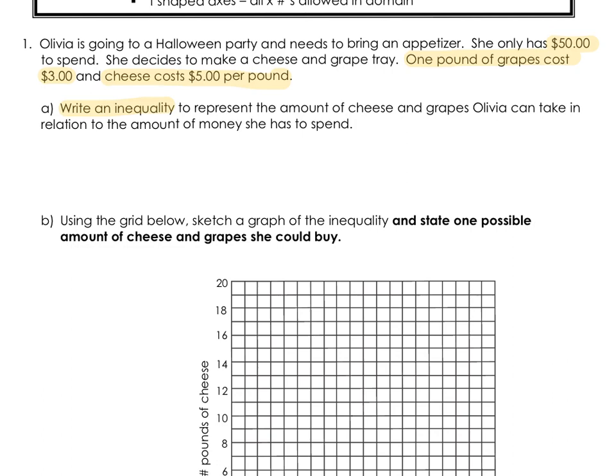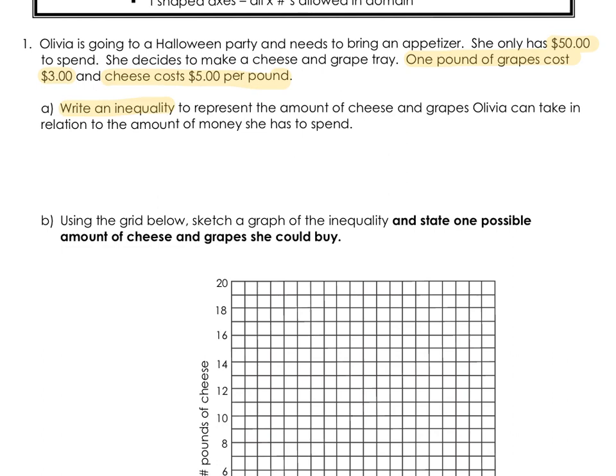Now, how did I know that we needed an inequality? When I look back, she has $50 to spend. She could spend less than the $50, or she could spend all $50. So that's what tells me that it's going to be an inequality. And it's going to represent the cheese and grapes that she can take in relation to the amount of money she has to spend. If I look at my axes right here, I can see that I have the number of pounds of cheese on the y-axis and then the number of pounds of grapes on the x-axis.